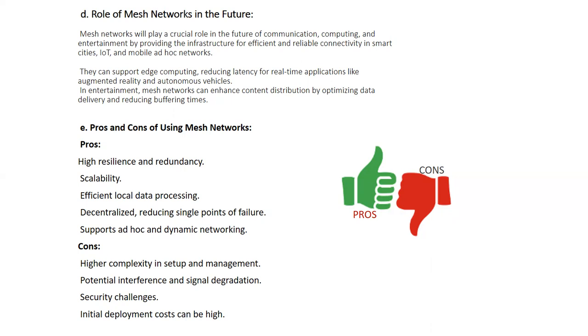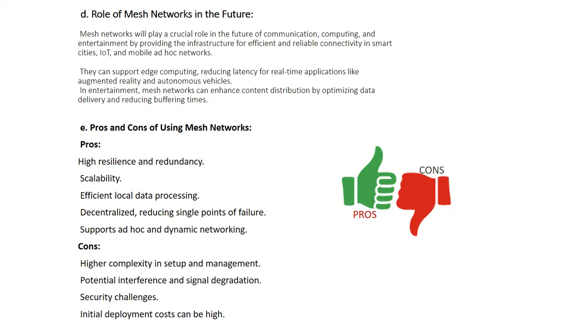Then I will take you through the pros and cons, or merits and demerits, or advantages and disadvantages of using mesh networks. So the advantages, those are the pros. We have high resiliency and redundancy. Then we have scalability. Different nodes can be added. Let's say you have different computers connected in the network, we can easily add another computer.